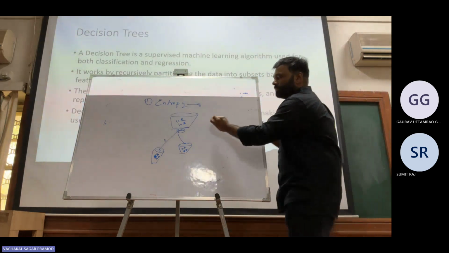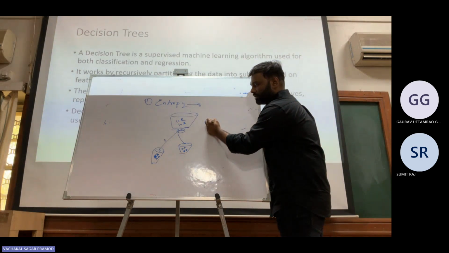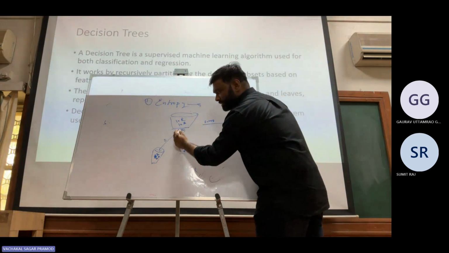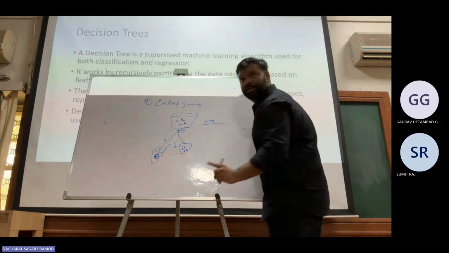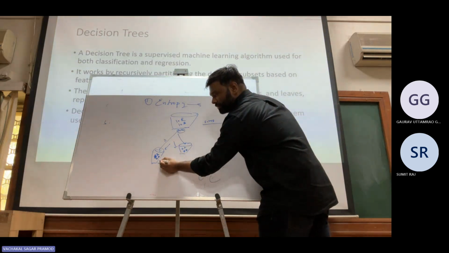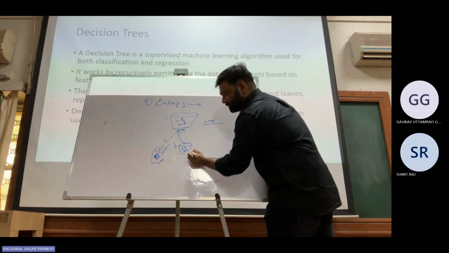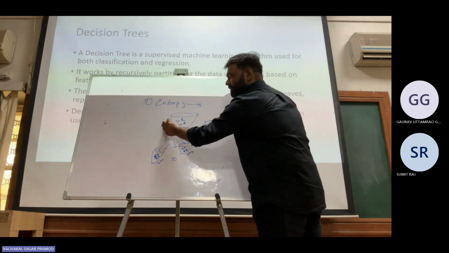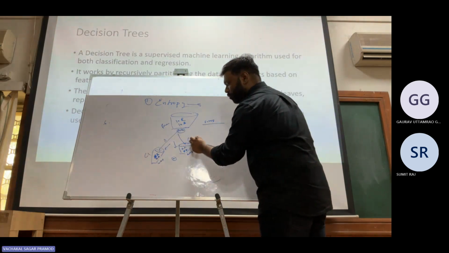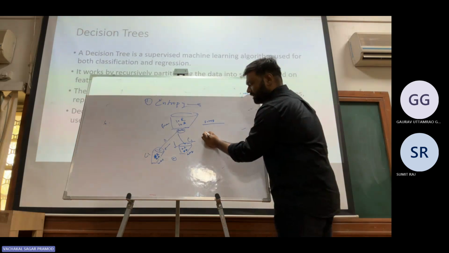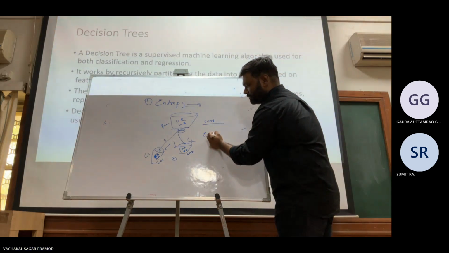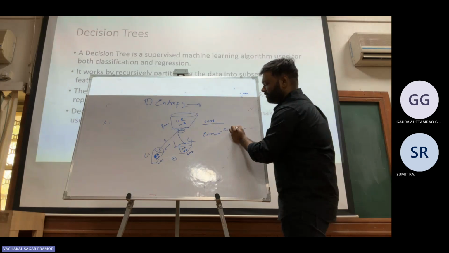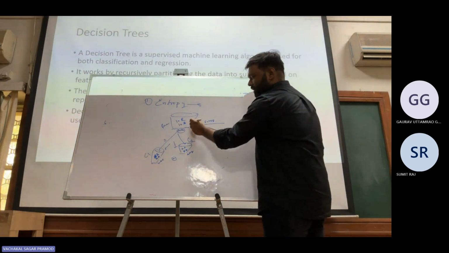If I calculate some entropy here, just try to understand. This node splits it into two categories. I calculate the entropy here, and then I sum up these entropies. This is the parent, this is child one, child two. So child entropy equals entropy of child one plus entropy of child two. And this is the entropy of the parent.